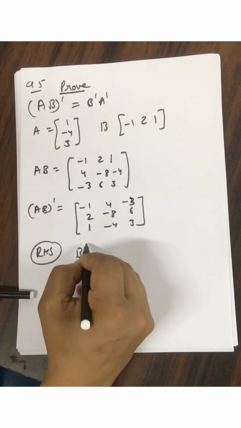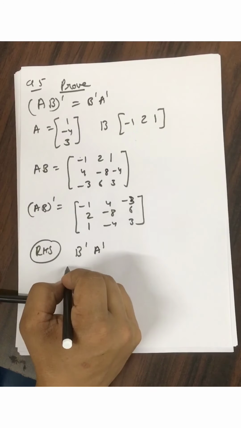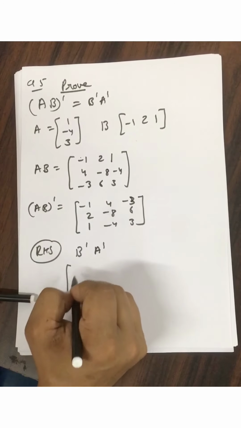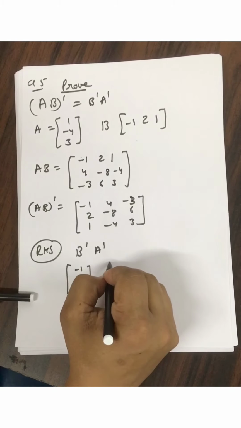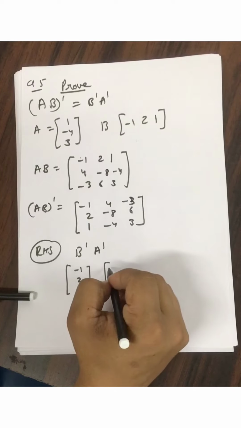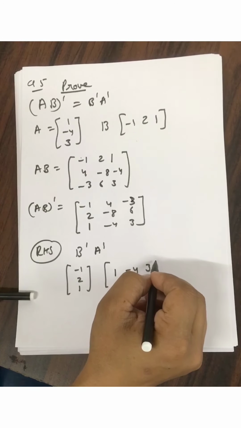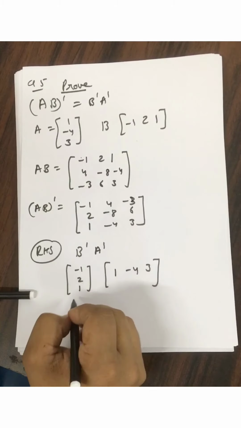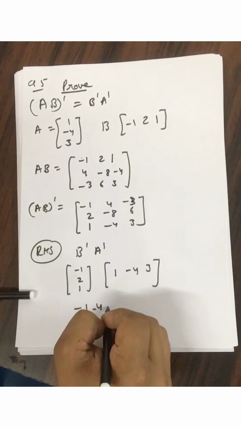Now B and A. What is B? B is minus 1, so we'll transpose it, minus 1 to 1, and we'll multiply by A transpose. What is that? A will be 1, minus 4 and 3. Okay, so first we'll multiply by minus 1. This will come minus 1, 4, and this will come minus 3.